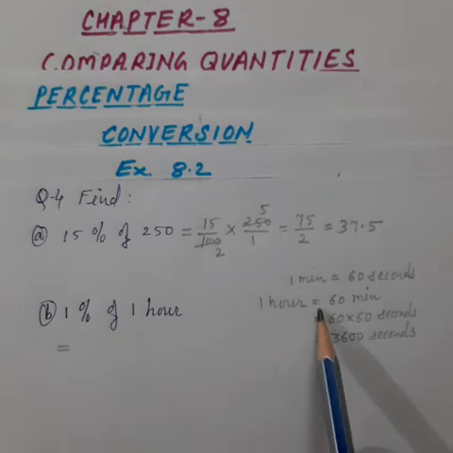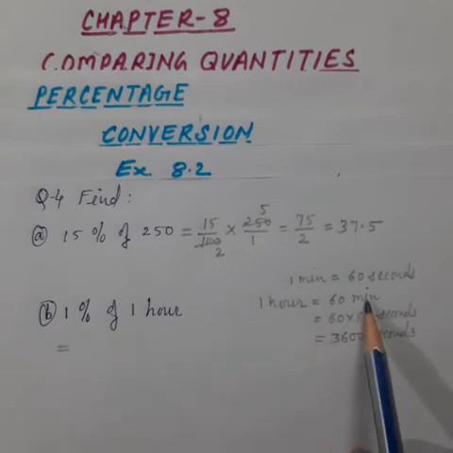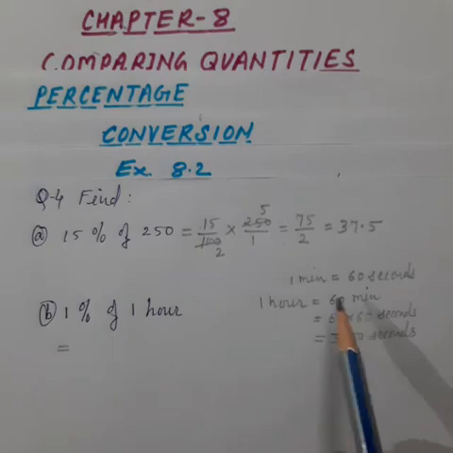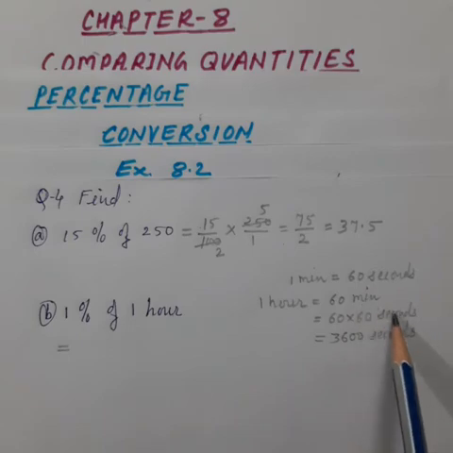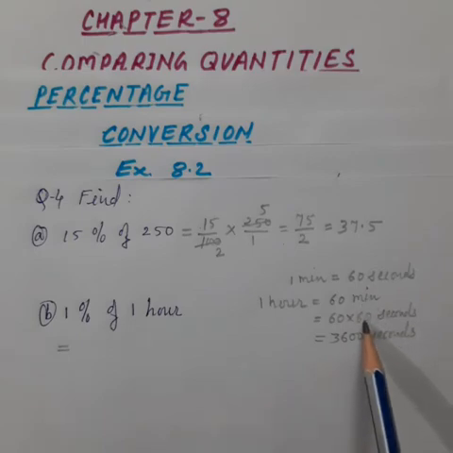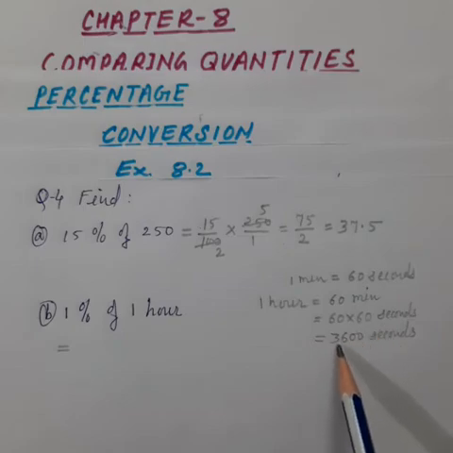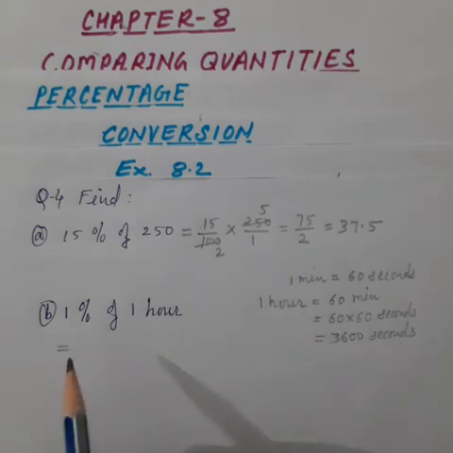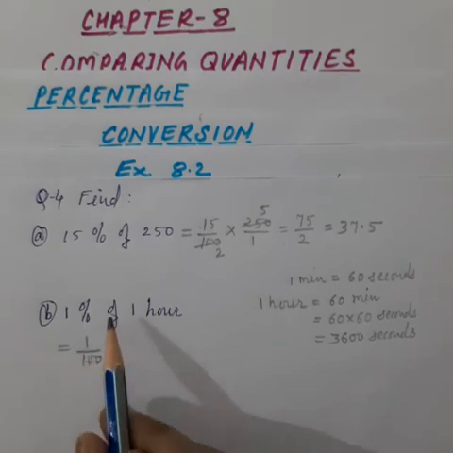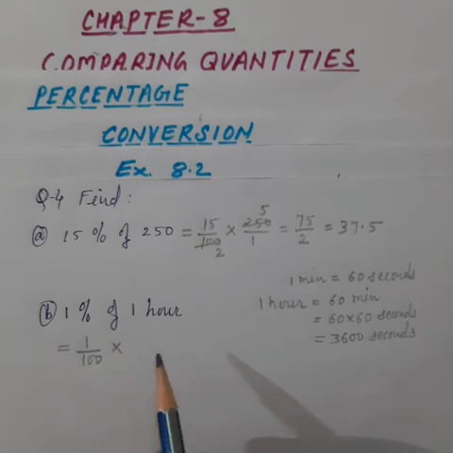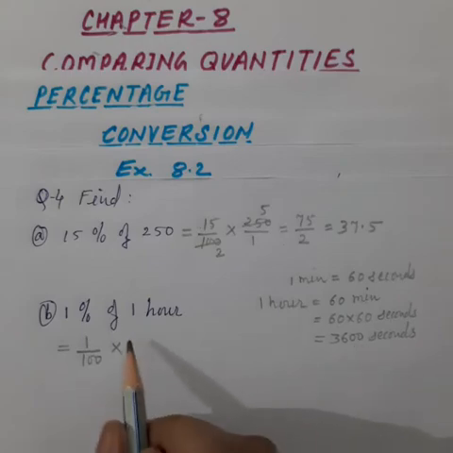We know that 1 hour equals 60 minutes. Again, minutes we can convert into seconds. 1 minute equals 60 seconds. So to convert minutes into seconds, again we have to multiply by 60. 60 into 60, 3600 seconds. So 1 hour equals 3600 seconds. So we will write here 1 for percent, divide by 100, for of means into, and for 1 hour we will write 3600 seconds.